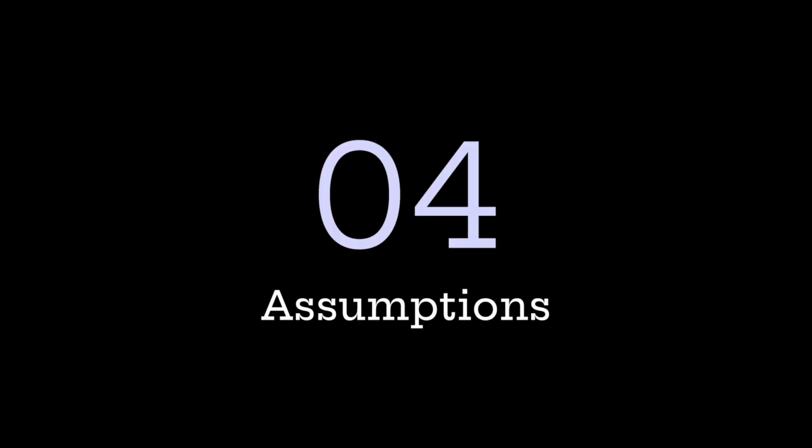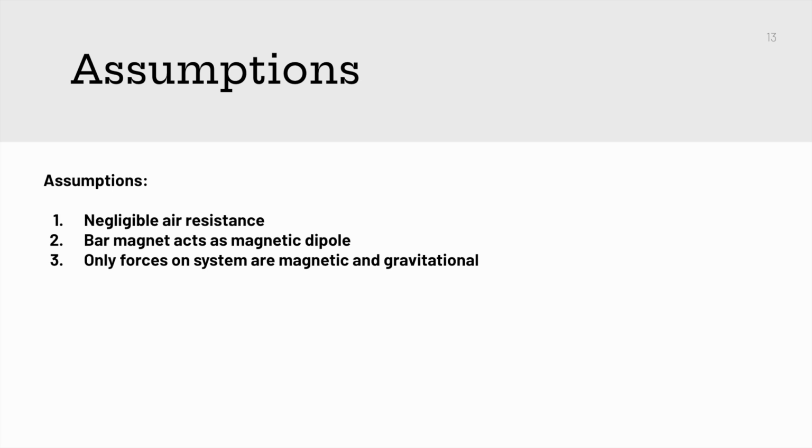Some assumptions we made in this experiment. We assumed that there was negligible air resistance, and obviously in the real world this is not the case. The magnet has to fall through air, and this would create some aerodynamics issues. We also assumed that the bar magnet acts as a magnetic dipole, and this is a bad assumption because it was actually a tube magnet and it may not exhibit these properties. So just thinking about that for the future. And we assumed, as a basic assumption we can make with all these labs, that the only forces were the present ones, so the only forces being magnetic and gravitational.